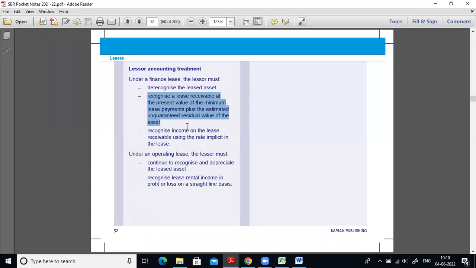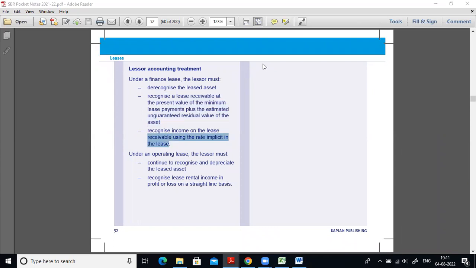But the main computation is for accounting treatment in the books of the lessor if it is a finance lease. First step, you should de-recognize the asset, then recognize a lease receivable at the present value. Then the third step, you need to recognize the income on that present value. This is very, very important. Recognize the lease receivable at the present value of the minimum lease payments plus the estimated unguaranteed residual value. Recognize income on the lease receivable using the rate implicit in the interest.